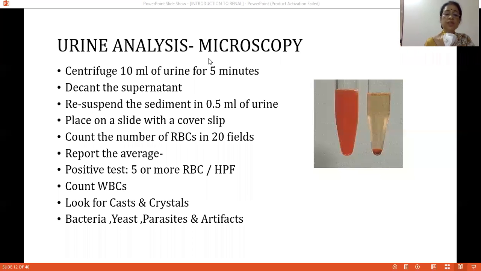Each cast will signify the disease. Suppose granular cast, RBC cast, that means acute glomerulonephritis. If it is hyaline cast, it indicates nephrotic syndrome. Then you can see the bacteria, yeast, parasite, artifact, everything in urine analysis in the centrifuged urine.